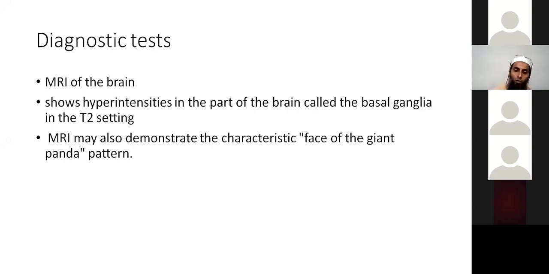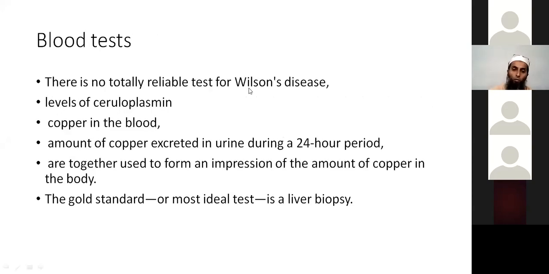So that's what we call MRI. So that's why if you do an MRI and you find depositions, signals in the basal ganglia or a picture resembling the face of a panda, that means that this is probably Wilson's disease, right? Now you may do an MRI and then you may have blood tests.